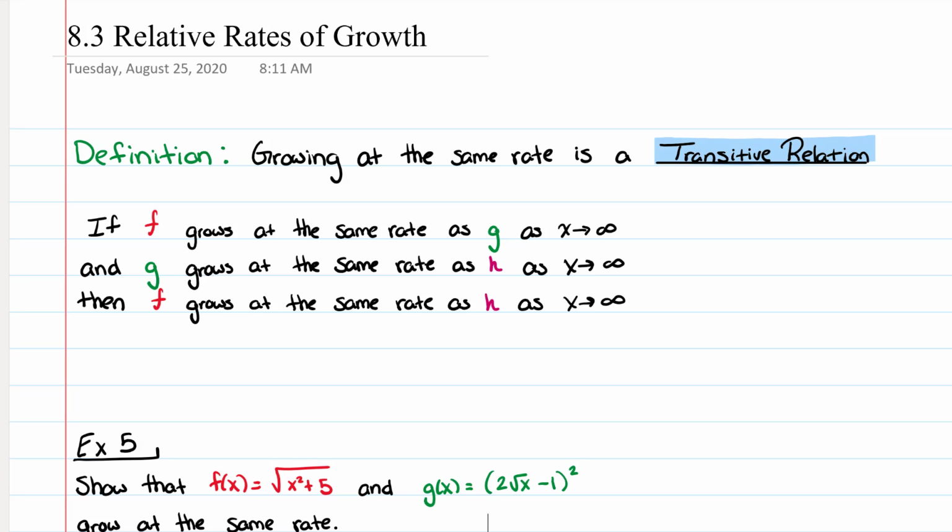8.3, example 5. In this example, we're going to show how rates have a transitive relation. So this is a definition of growth rates. And the definition is that growing at the same rate is a transitive relation. So this is what I mean by that. If f grows at the same rate as g, and g grows at the same rate as h, then f grows at the same rate as h. So again, if f grows as fast as g, and if g grows as fast as h, then f grows as fast as h. It kind of skips the g.